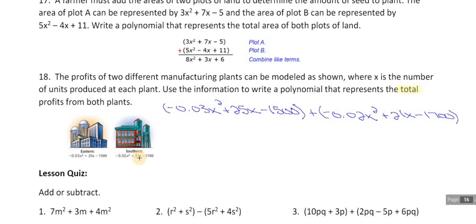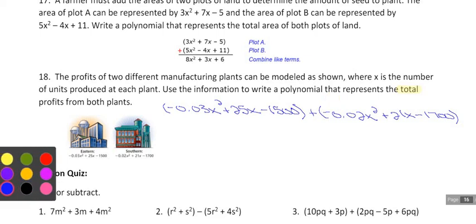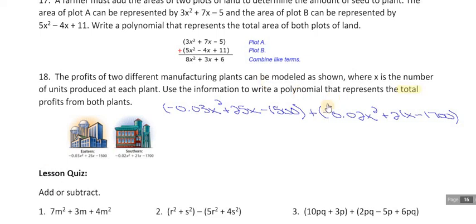I'm going to stick with my horizontal method. Even though this is nice in terms of we can do it easily vertically because we have the same exact number of terms, the same exact pairs of like terms, we're going to stick with our horizontal. So let's rearrange. Because it's addition, all I need to do is rearrange, making sure I keep all appropriate signs. So I've got negative 0.03x squared minus 0.02x squared plus 25x plus 21x minus 1500 and minus 1700.